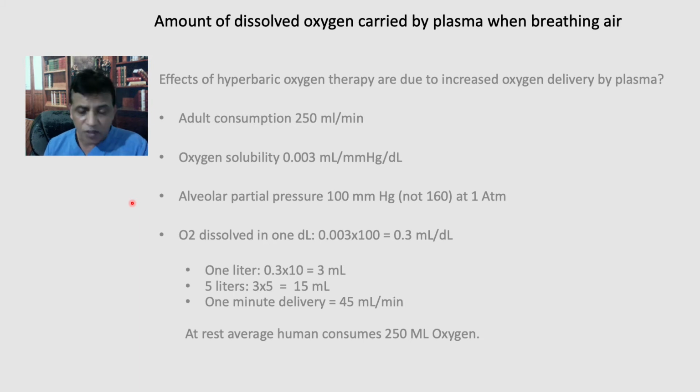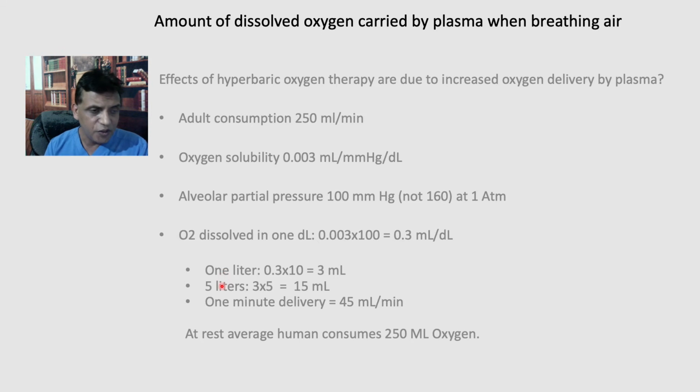The alveolar partial pressure of oxygen when breathing air is 100 millimeters of mercury and not 160, due to the greater quantity of water vapor and carbon dioxide in the lungs as compared to air. Therefore, per deciliter of blood when breathing air, the amount of oxygen dissolved is 0.03 times 100, which is the partial pressure of oxygen, is 0.3 mils. And since 1 liter is equal to 10 deciliters, that's 3 mils per liter.